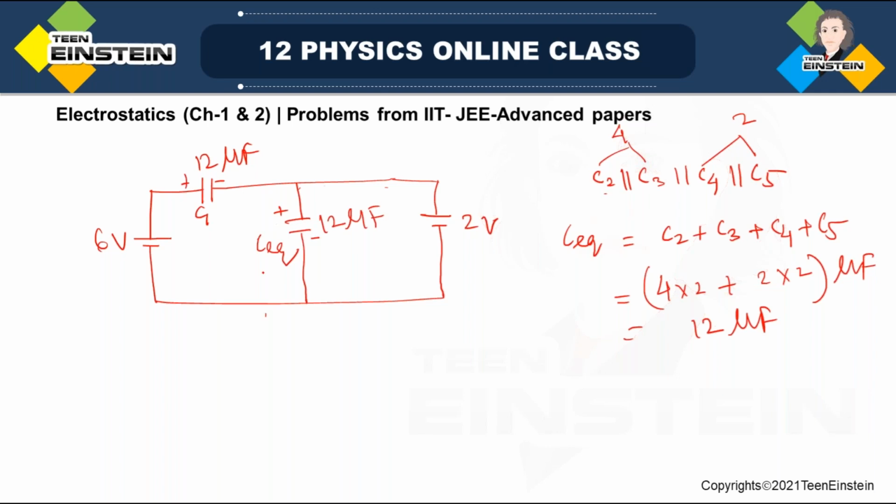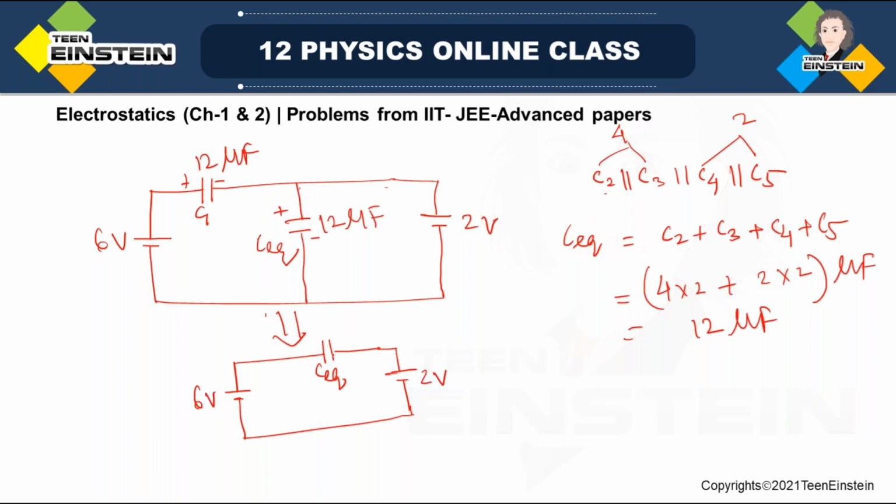Now look, I have taken this as positive, this as negative, this is positive again, this is negative. So these two are again in series. So I can actually just take the series combination of these two. Series combination of these two, so the equivalent circuit will be, so this is C, again C equivalent, this is 6 volt, this is 2 volt.